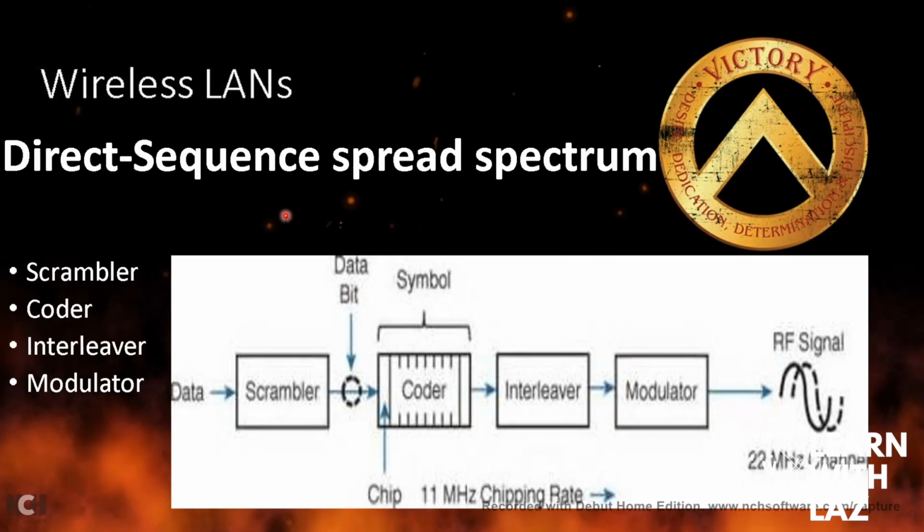Then it interleaves that and goes to the modulator, which modulates the signal and sends it out the antenna, right? When we get to the other side, then it demodulates. It goes in the opposite direction. It's like the OSI model, encapsulation and de-encapsulation, modulation, demodulation. Okay, same thing. But this is what DSSS does.